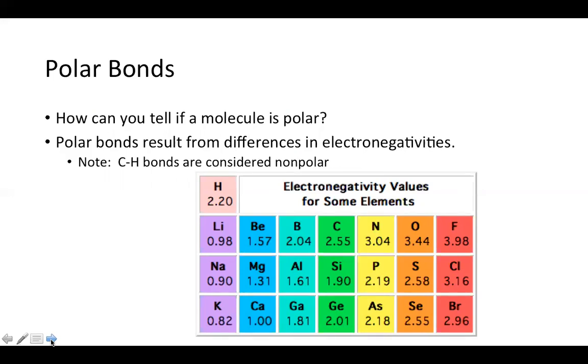Polar bonds are going to occur when you have differences in electronegativity values. Essentially, what this means is if we have atoms of different elements bonded together, they're generally going to be considered polar. There is an exception. Carbon-hydrogen bonds, we usually consider to be nonpolar because the electronegativity values of hydrogen and carbon aren't too far apart. So if it's not a carbon-hydrogen bond or a diatomic, it's probably a polar bond.